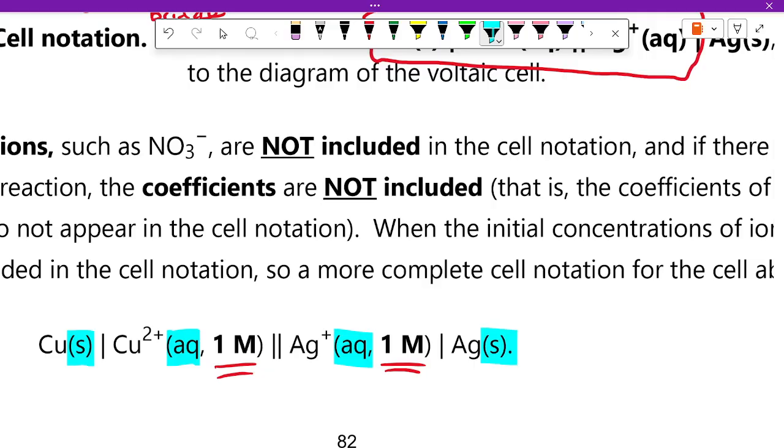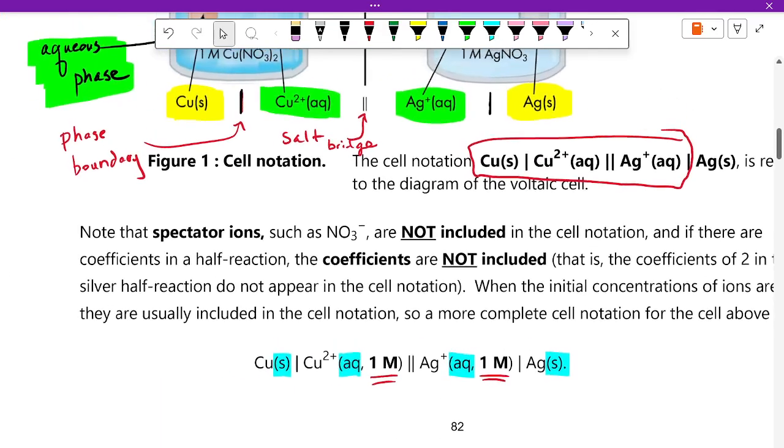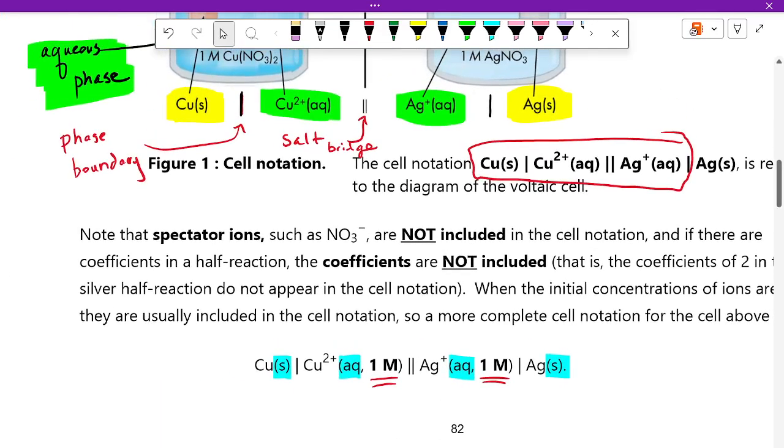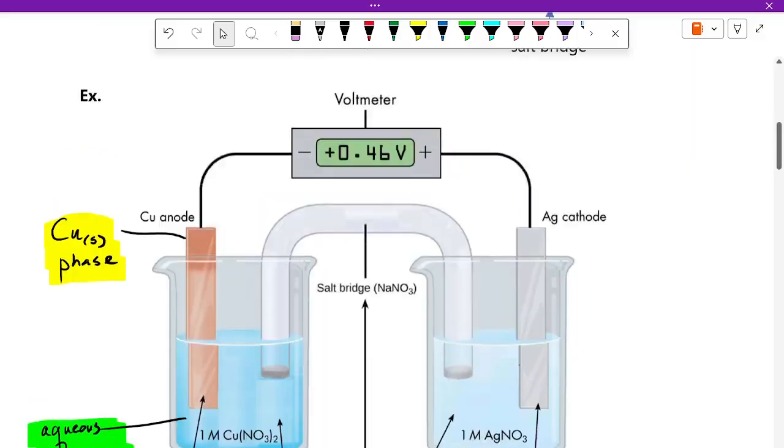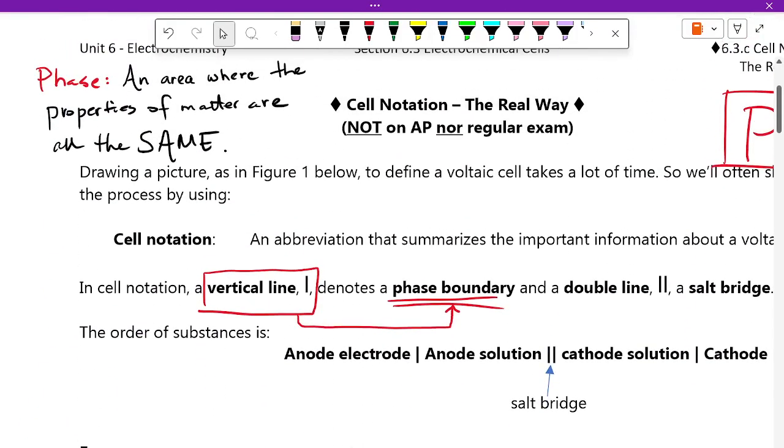Now, how do we know what order to put them in? Do I put the copper on the left or do I put the silver on the left? Well, I'm hoping it's going to tell us on the next page. Let's go see. Oh, no, it actually tells us here.